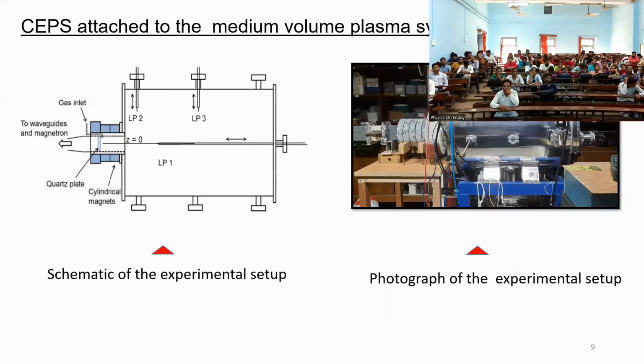So the first one I explain here, the CPS which is attached to the medium volume plasma system. You can see this is our experimental setup. The plasma source is attached here, plasma is produced, and it expands into this expansion chamber. There is a magnetic nozzle here, but I have not shown the magnetic lines, that you have to understand. This is a real picture of this system here.